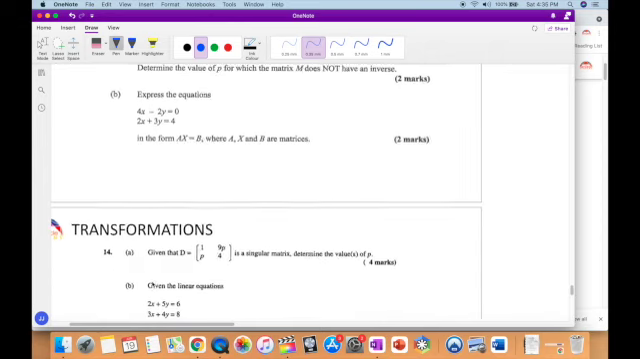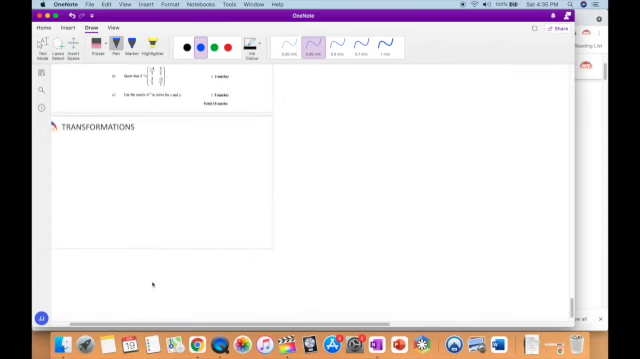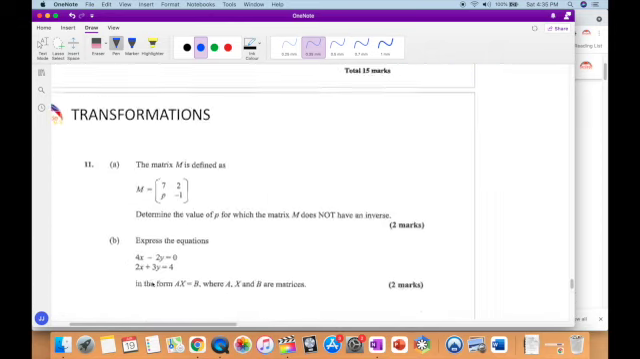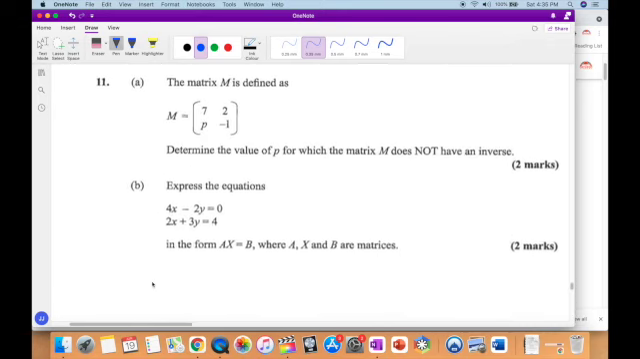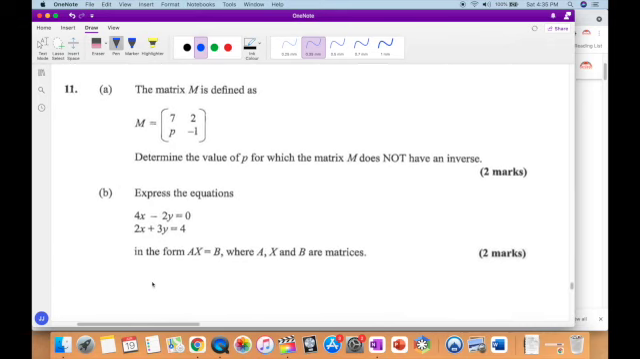I think just 2 more questions here, and we'll call that a day for today. So let me just do these questions quickly. The matrix M is defined by that. Determine the value of P for which the matrix does not have an inverse.